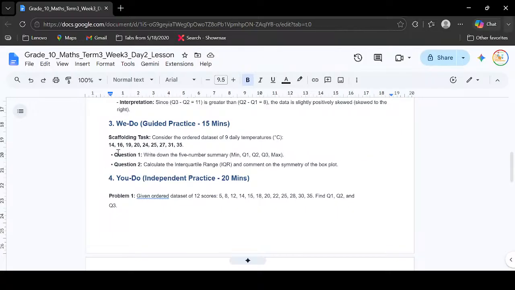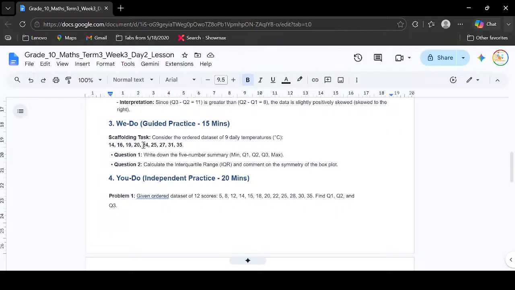So we have the first temperature, 14. What do you think about 14? Is it hot or cold? It's cold. That means the temperature keeps on getting colder. Then we have 16, we have 19. It's getting hotter now, increasing.